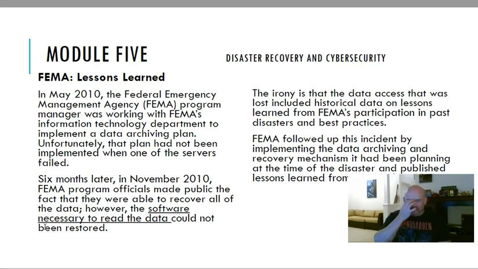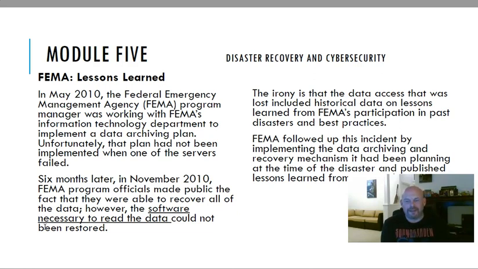Kind of a lesson learned, it's ironic that a few years ago, back in 2010, FEMA actually did have an issue where the equipment failed, and the server just went down, but they were able to save the data. However, they didn't save the software necessary to read the data, so they had all this data. And the funny thing is that the data that was lost, or the access to the data, because the data was still present, it was just the access was lost, included historical data on lessons learned from FEMA's participation in past disasters and best practices.